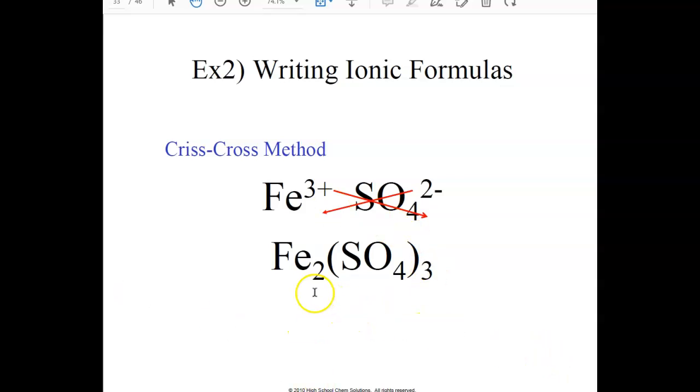The iron has a +3 charge, so I need 2 of them to make a +6. The sulfate has a -2 charge, so I'll need 3 of those to make a -6. So it's pretty straightforward. I'm going to go ahead and post this, and you can take a look at it today.